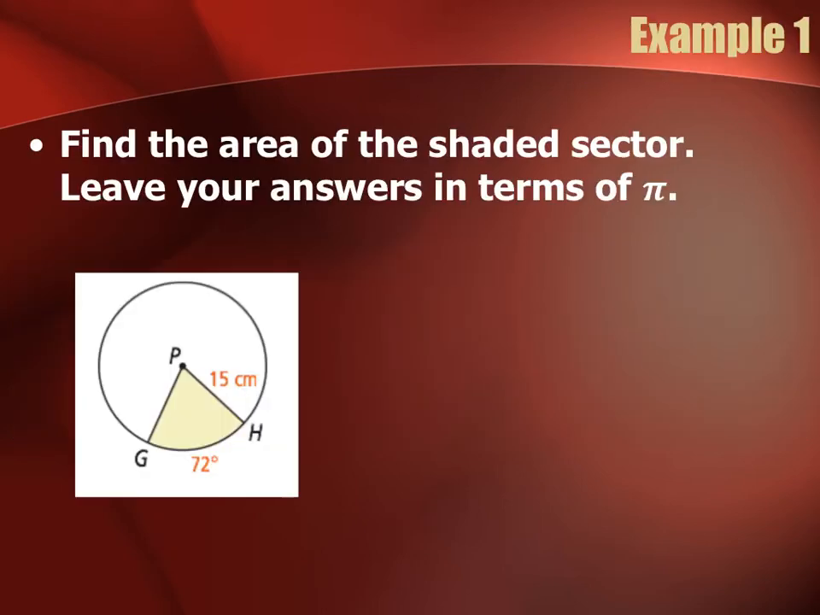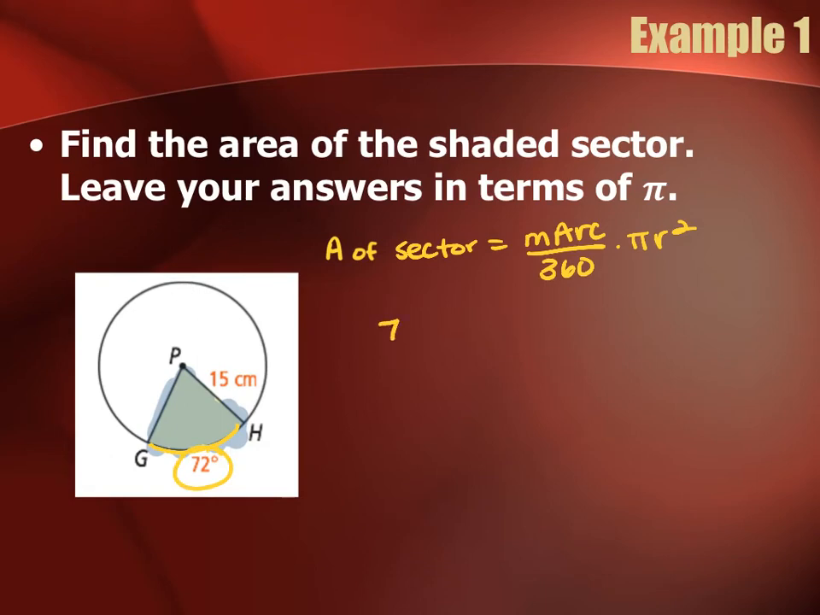All right, so an example would be something like this, right? Find the area of the shaded sector and leave your answers in terms of pi. So we want to find the area of just this part of your circle. So I'm going to do the area of the sector equals the measure of the arc over 360 times pi r squared. So the measure of the arc is here, that's 72, over 360 times pi times the radius, which is 15, squared.